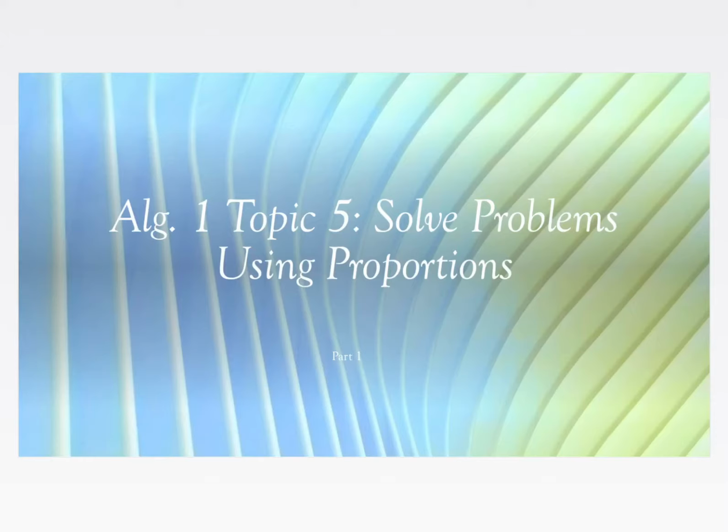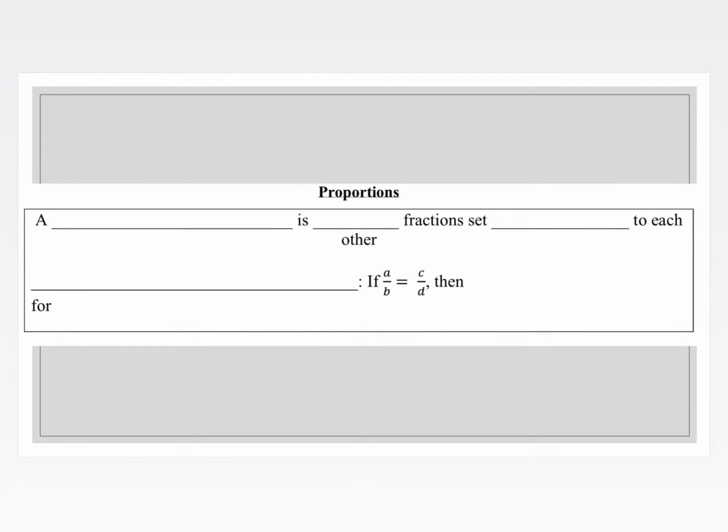Welcome back to Topic 5 for Algebra 1, Solve Problems Using Proportions. In Part 1, we're going to define what a proportion is and then reference back to Topic 1 when we learned about the cross-product property and apply it to a few examples. So first, let's define what a proportion is.